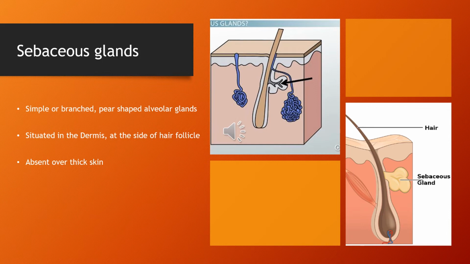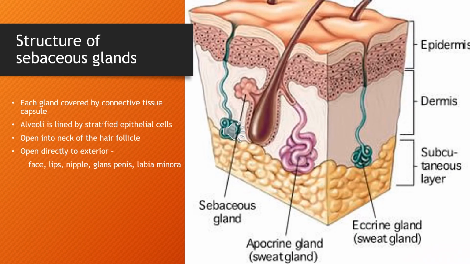Okay, so these sebaceous glands are alveolar glands which are situated in the dermis of the skin at the side of the hair follicle. And these glands develop from hair follicles, and hence they are absent in thick skin, which is devoid of hair follicles. Structure of sebaceous glands.